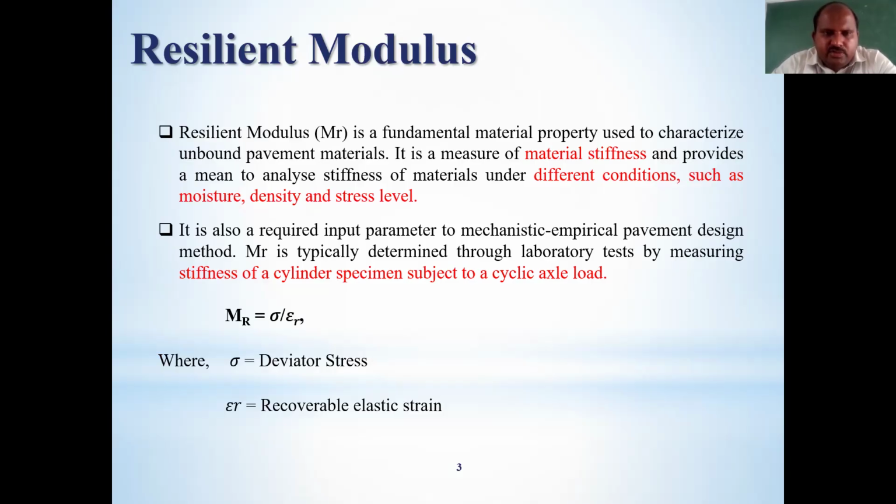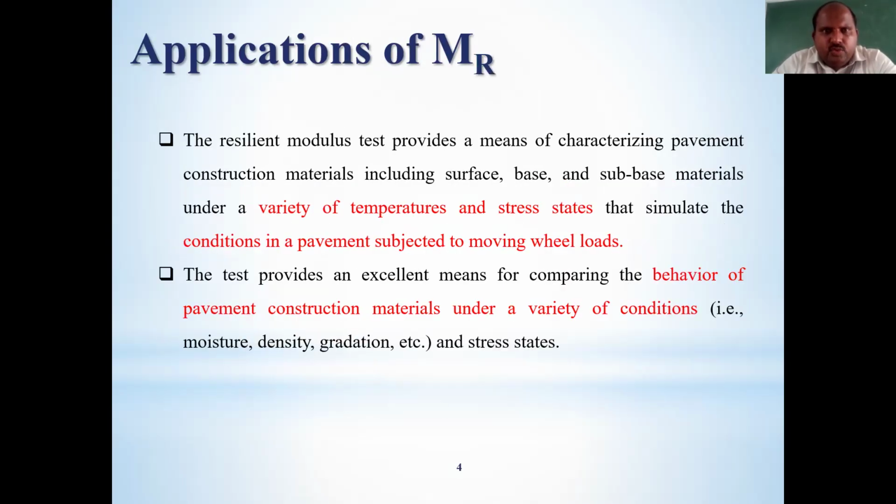In that formula, the resilient modulus is equal to sigma d divided by epsilon r, where sigma d is the deviatoric stress and epsilon r is the recoverable elastic strain. And what are the applications of resilient modulus? The resilient modulus test provides a means of characterizing pavement construction materials, including surface, base, and sub-base materials, under a variety of temperatures and stress states that simulate the condition in a pavement subject to moving wheel loads.